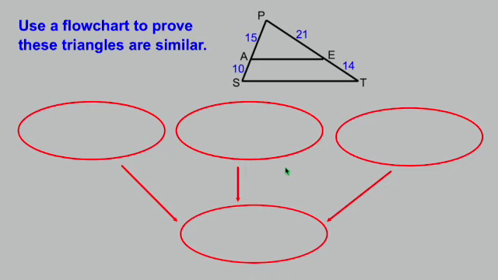Let's go ahead now and actually use a flow chart to prove that these triangles are similar. So clearly in the picture, I hope you all can see there's a little small triangle right here. And there's also a bigger one. So the smaller one, I could call that triangle PAE. So I'm going to go ahead and write that down here as our final step, triangle PAE. And we're going to prove that it's similar to the other bigger triangle, which would be triangle PST. And we'll worry about the reason why later.